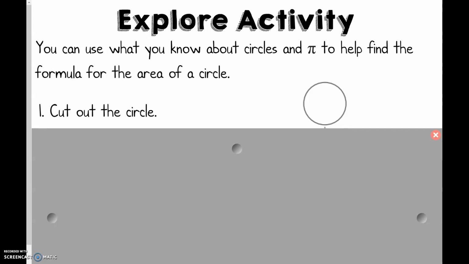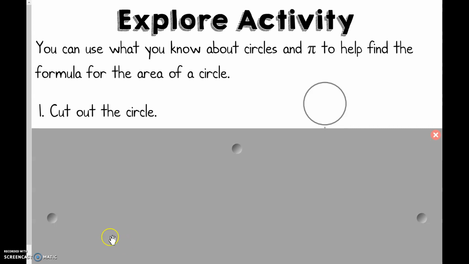So I can't have you do this explore activity at home, so you can try it with me if you want to pause and cut out a circle and follow the steps with us. However, this is what we would have done in class, and so I just want to walk you through it so you can understand how we get the area formula for a circle. So it's going to build off of what we know from circumference.